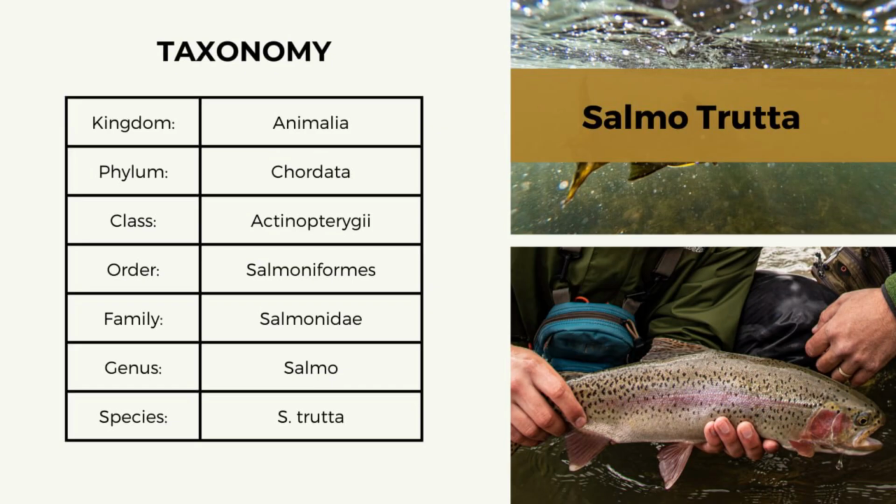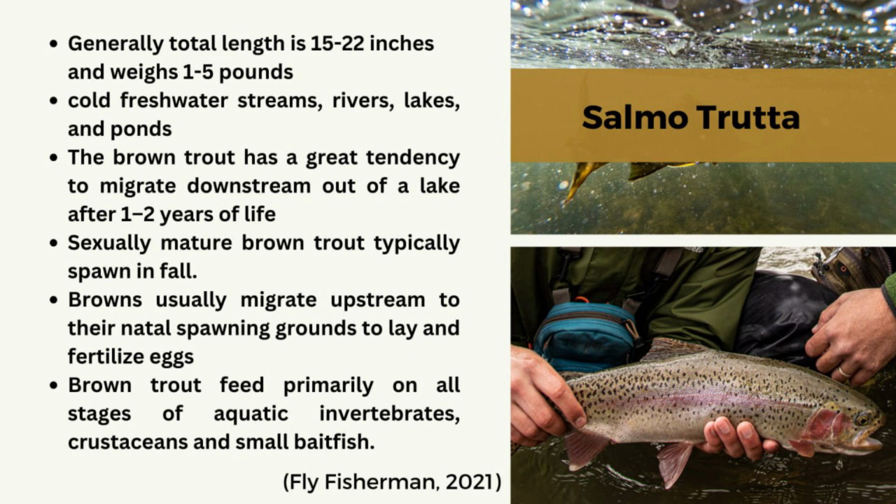Moving on to the taxonomy of the Salmo trutta. The kingdom of Salmo trutta is Animalia, the phylum is Chordata, the class is Actinopterygii, the order is Salmoniformes, the family is Salmonidae, and the genus is Salmo, and the species is Salmo trutta. The general total length of the Salmo trutta is 15 to 22 inches and it weighs 1 to 5 pounds.